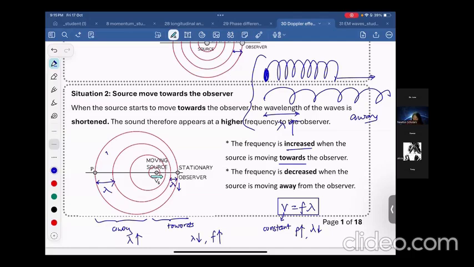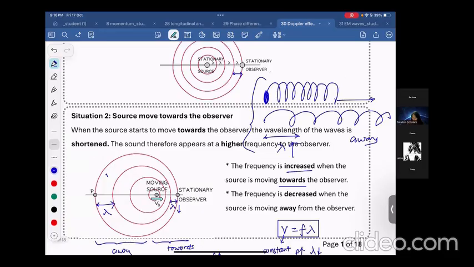So if away, you see, this shows away. That means from here to here, away. I pull my slinky spring away. Can you see that my slinky spring actually has a longer distance? If towards, I push it in, so I get very close to each other, something like that. So this helps me remember that the wavelength actually becomes lower.